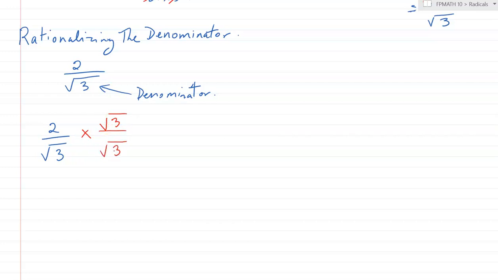we are not changing the value of that original fraction. Root 3 divided by root 3 is just 1. This is actually a value of 1. Anything times 1 is itself. So we're not doing anything that is illegal.